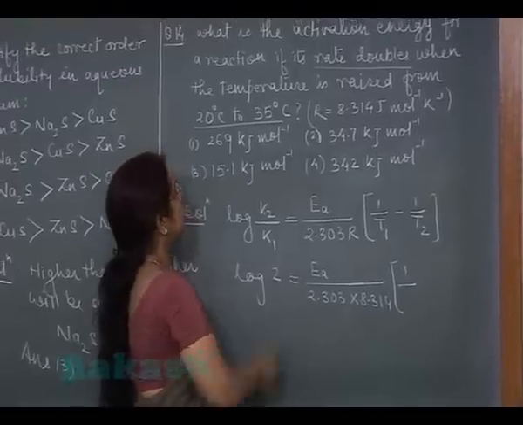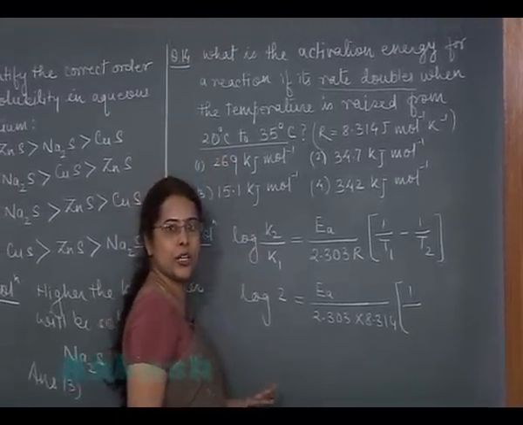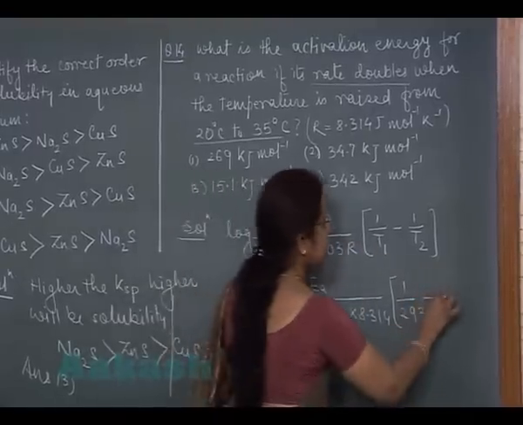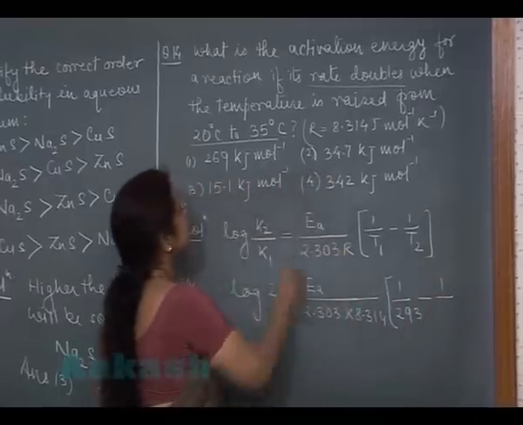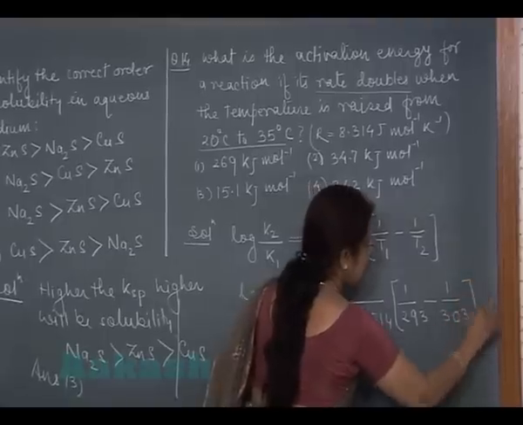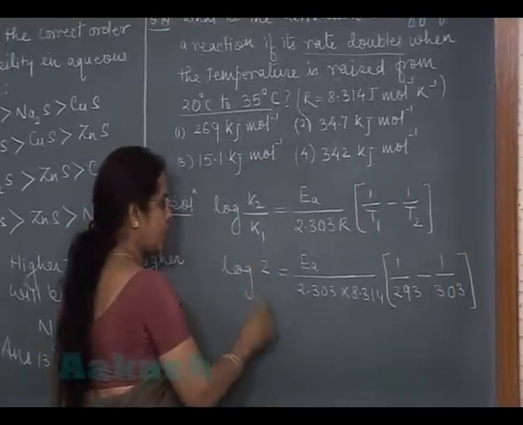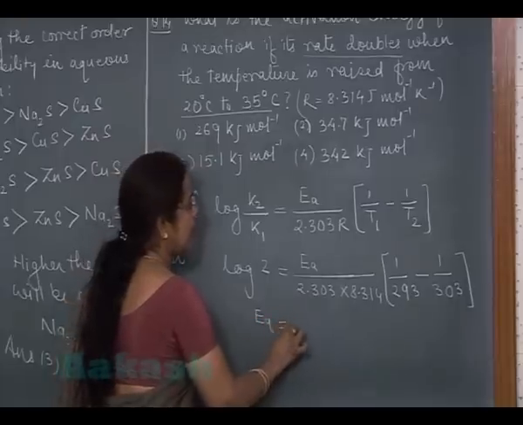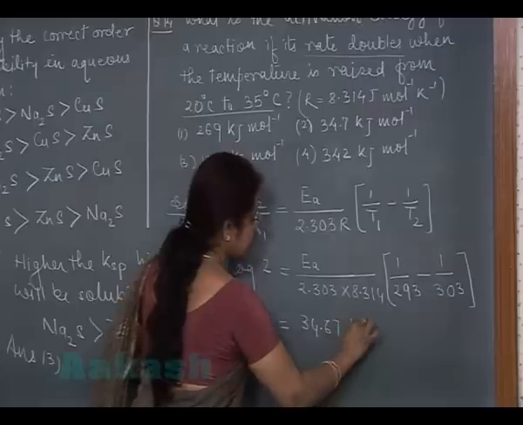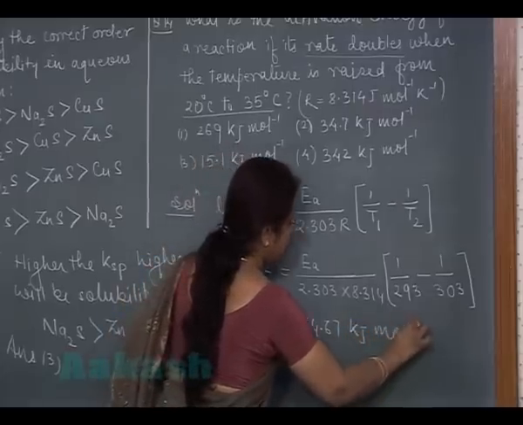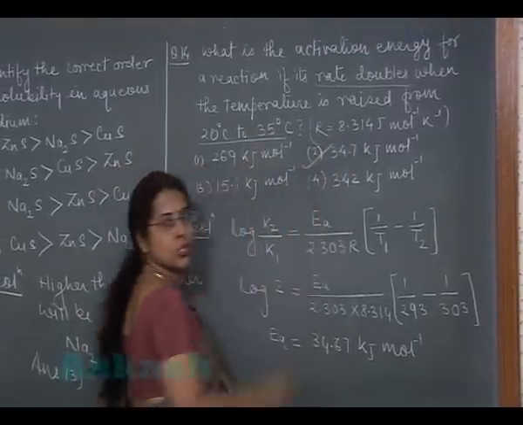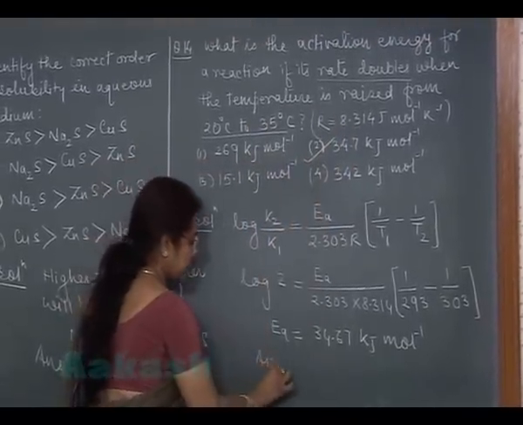T1 is the initial temperature. It is given 20 degree centigrade. So 20 degree centigrade, that is 293 Kelvin. Minus 1 by T2, final temperature is 35 degree centigrade. So it becomes 303 Kelvin. If we solve this, the value of activation energy is coming 34.67 kilojoule per mole. Now see the option. The second option is the closest option. So answer is second option.